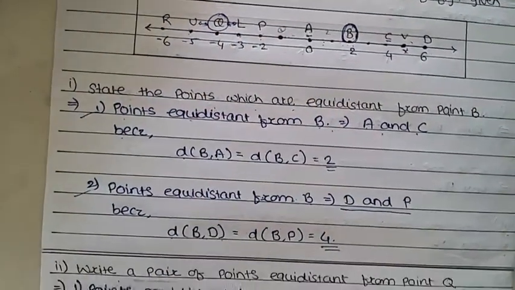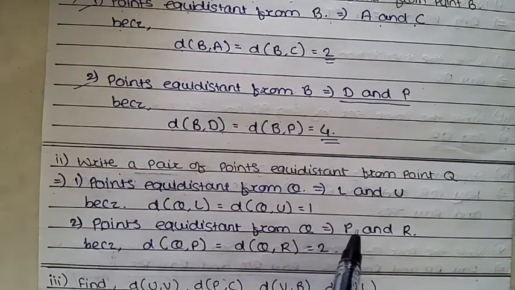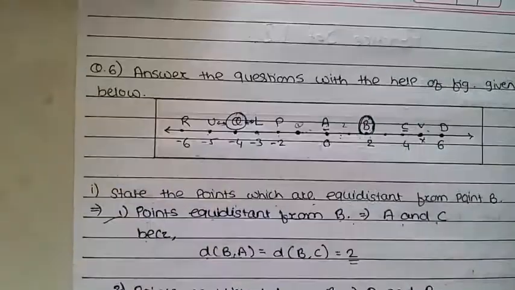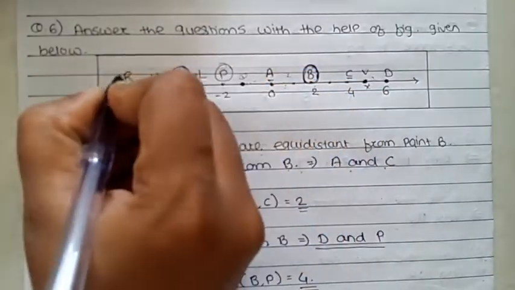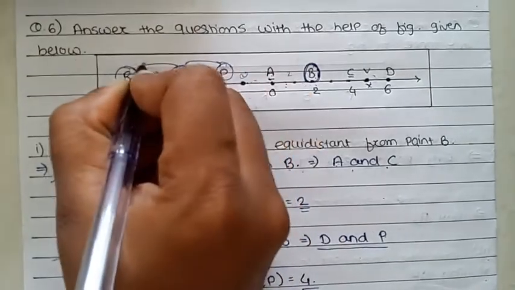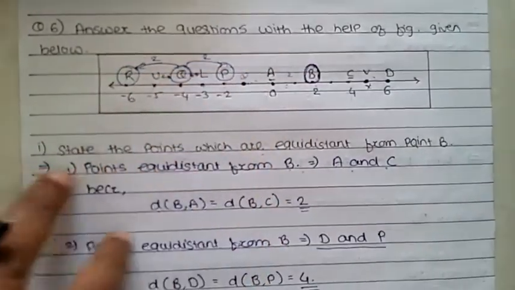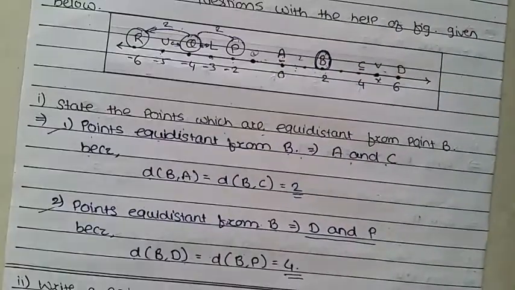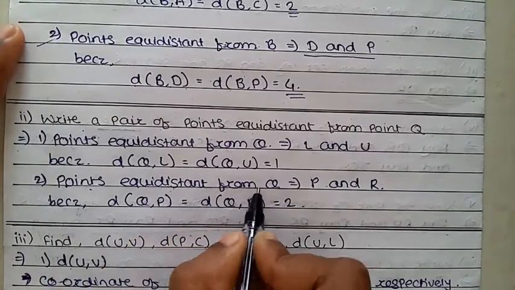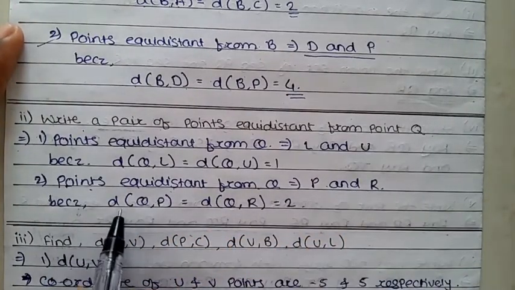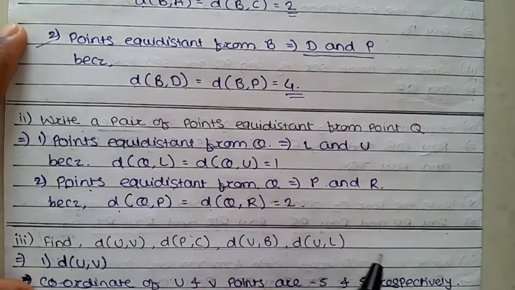Okay, now next we have to consider the points equidistant from Q, which are P and R. We have to consider P and R from Q. Okay, so how much is the distance of this one? That is 2 and 2. So therefore we can say that the points equidistant from Q are P and R, because the distance between Q and P is equal to the distance between Q and R, which is equal to 2.